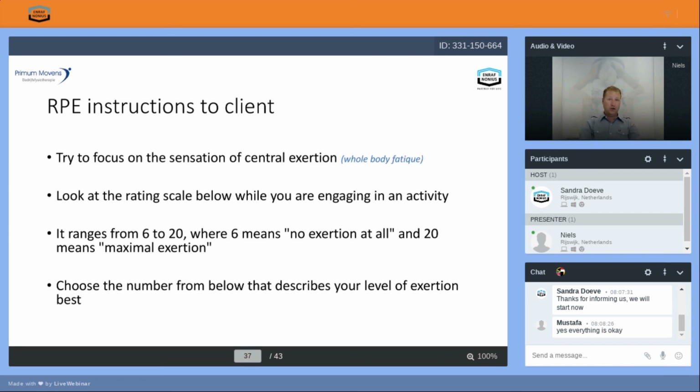You ask the patient to look at the rating scale below. You have a scale in your hand, or you show them, and while they are being active, you ask them to pinpoint either a number or one of the explanations that are written beside the numbers. The range varies from 6 to 20, where 6 means no exertion at all. That's completely at rest, you do nothing. And 20 means maximal exertion, so maximum performance level, the hardest exercise you ever performed in your life. Then choose a number from below that describes your level of exercise best.